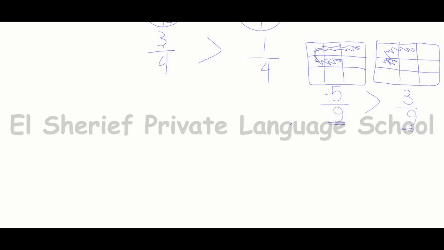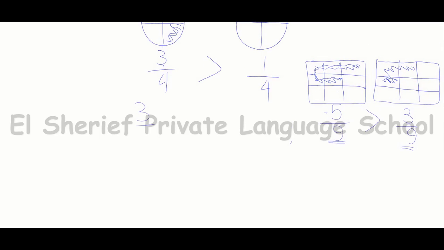So if we have 3 sixths and 4 sixths, which is greater? 4 over 6, or 4 sixths. Here we have 6 over 7, or 6 sevenths, and 5 sevenths. What is the greatest? 6 sevenths.